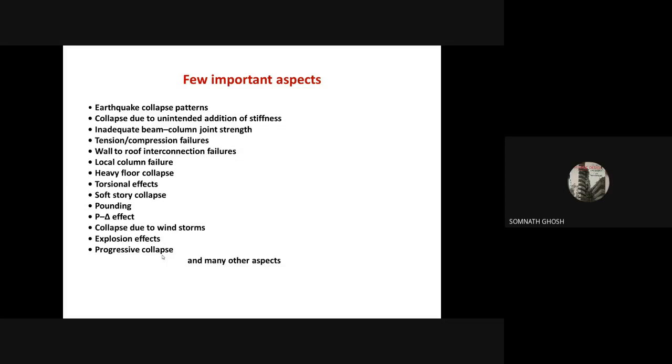Otherwise, what will happen? The building may be extremely good, but due to some mistake you have made, a part of the building collapsed. It happened. And there are many more other aspects. Slowly you will understand them through my future lectures.